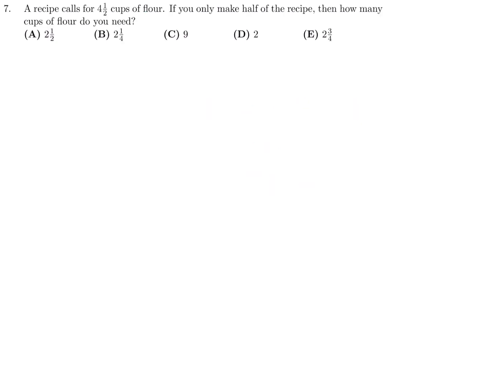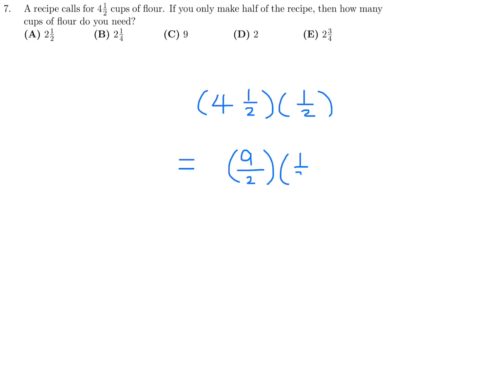A recipe calls for 4.5 cups of flour. If you only make half of the recipe, then how many cups of flour do you need? Well, obviously, 4.5 times a half, since you're only making half of the recipe. And this is a mixed fraction, so what is that? 9 over 2 times a half, and that's 9 over 4. And then if you convert that to whole numbers and fractions, that will be 2 1/4. So number 7, the answer is B.